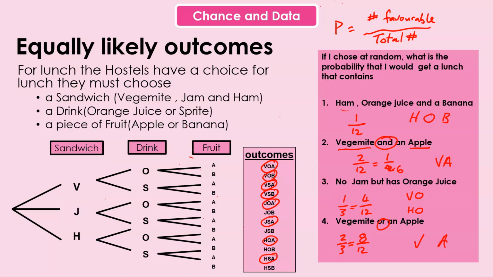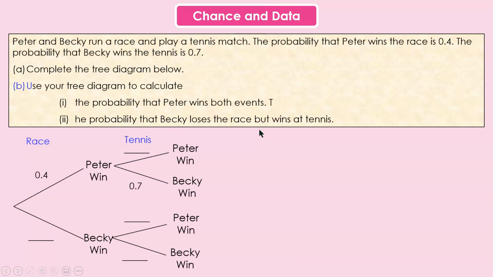So you can see when it's equally likely outcomes, everything has an equal chance of being selected in each one of the events. It's just a case of counting up the outcomes. It's slightly trickier when we're looking at things where in each event there's not an equal chance of happening. So let's take a look at this one.